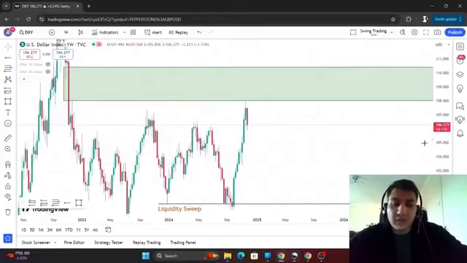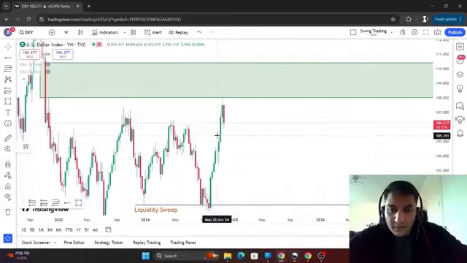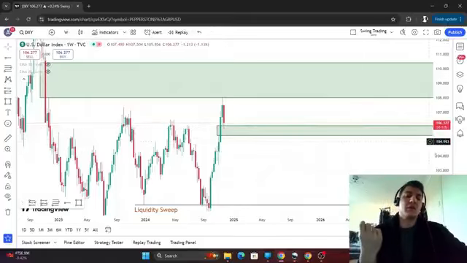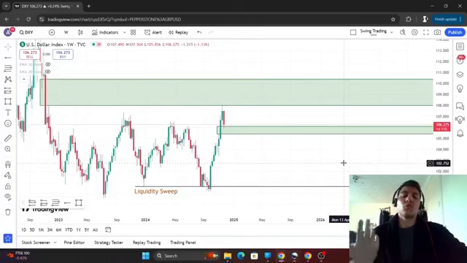Another thing I'm looking at: see this fair value gap right here? Price has respected this fair value gap too. And this is so important. People always ask me this all the time: what if price is respecting both bearish and bullish fair value gaps on all the time frames? What do you do then?